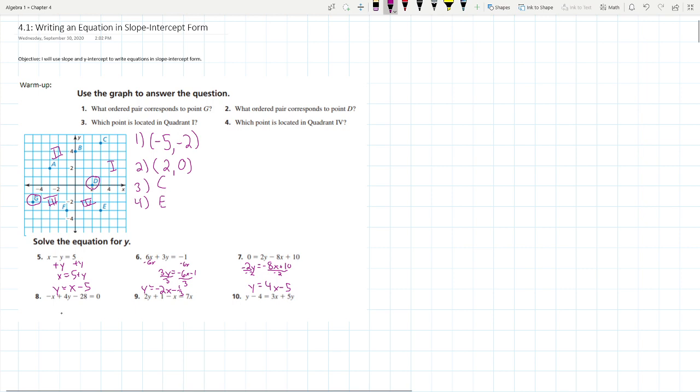Number 8, again we're getting y by itself. I'm going to move the x and the 28 over just because they're negatives already. So I'm left with 4y equals x plus 28. I'm going to divide by 4. And so I get y equals 1/4 x plus, that winds up being 7.